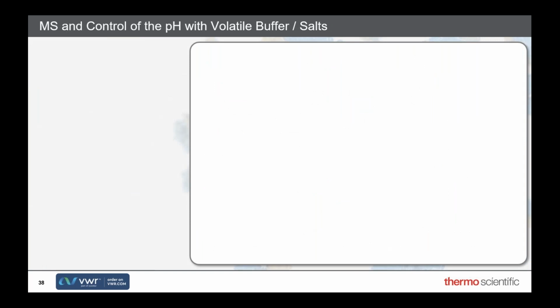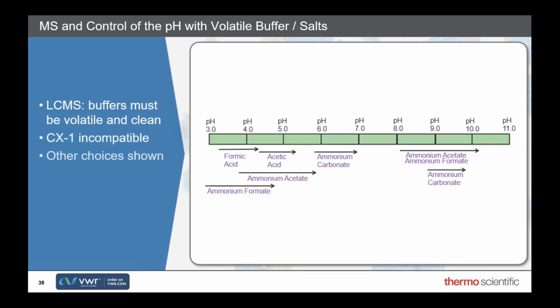However, an issue with the use of mass spectrometry is the control of the pH using buffers. To run LCMS, the buffers must be volatile and clean enough to use with MS. In fact, mass spectrometry can be a rather demanding technique, and I'm sure there's a number of you in this webinar who are aware of that.